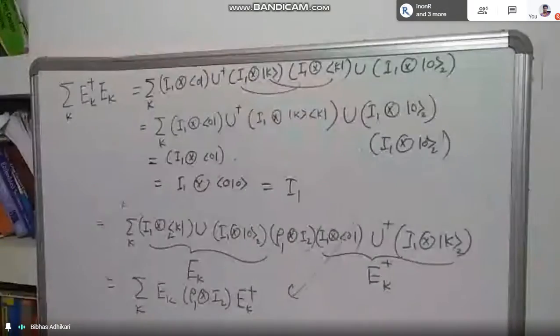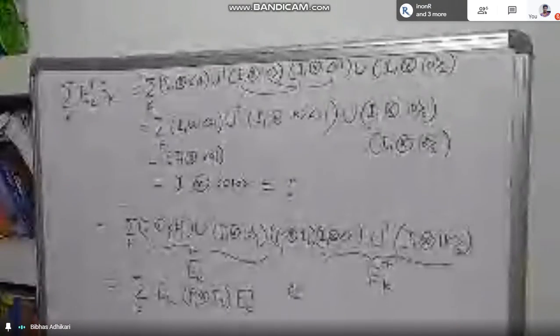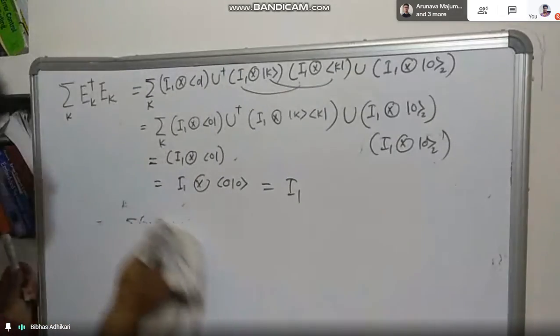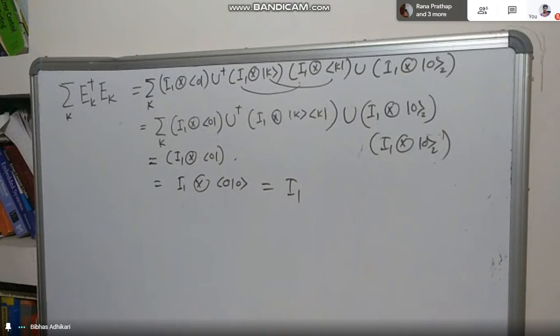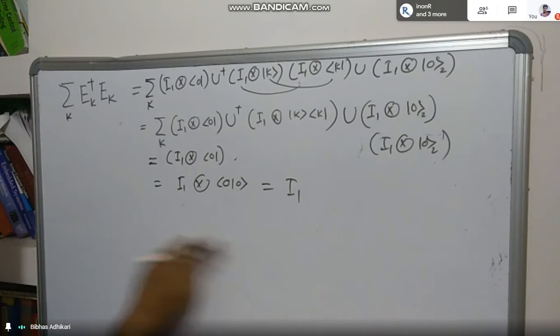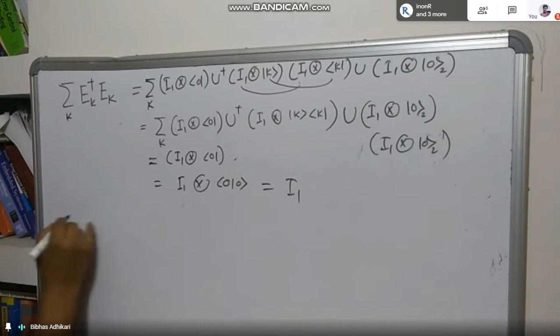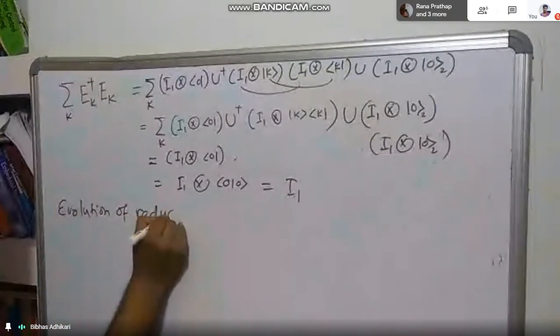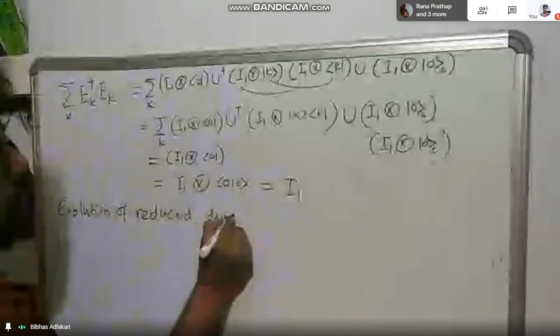And it gives my evolution. So what can I say? I know now my evolution, and the evolution is that. Okay, I forgot to write this one. Let me just remove this, or let me forget about this. Let me write it here. So what I'm saying now is, this is the evolution of the reduced density matrix.